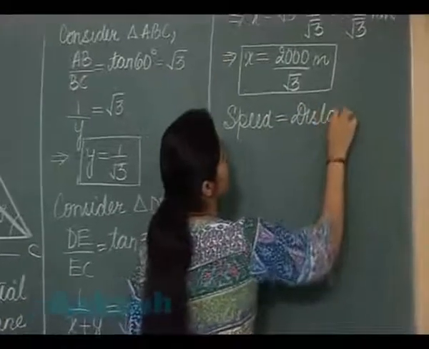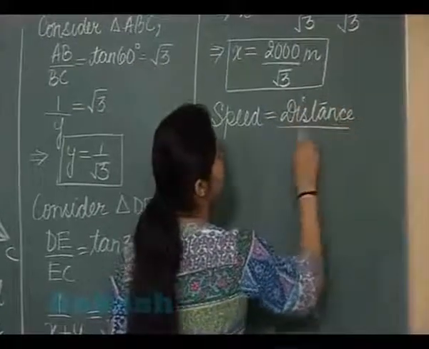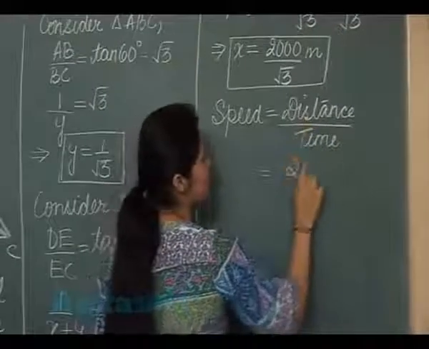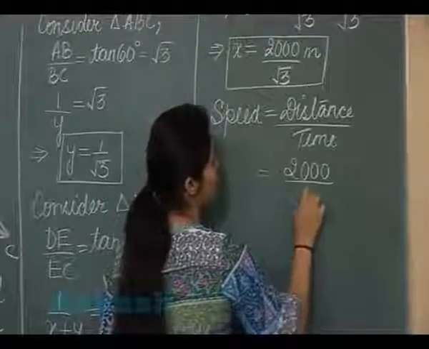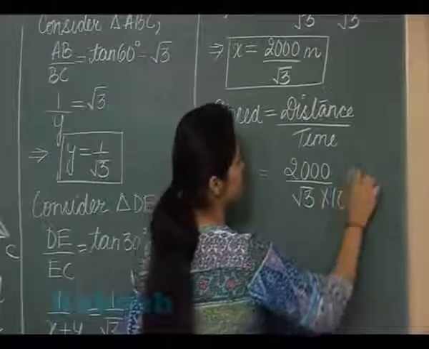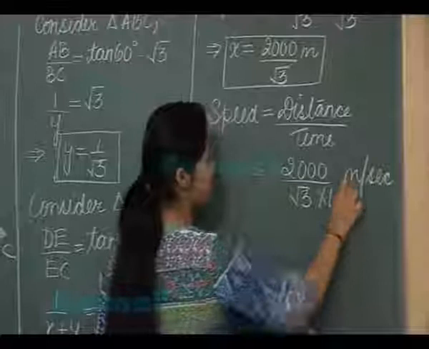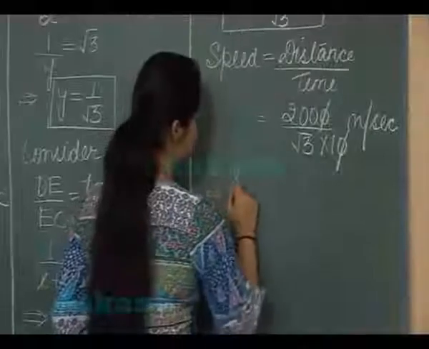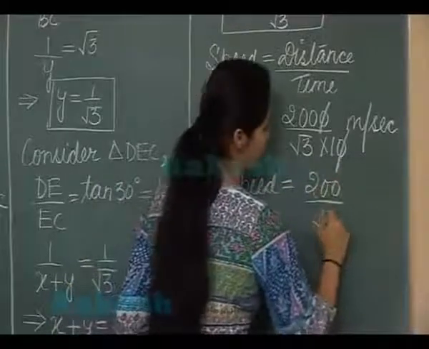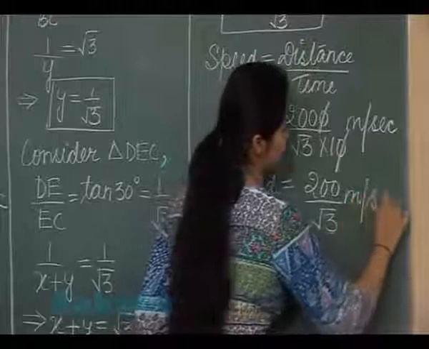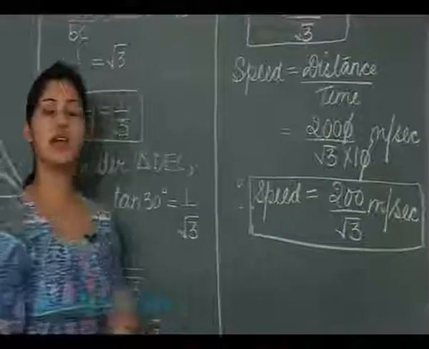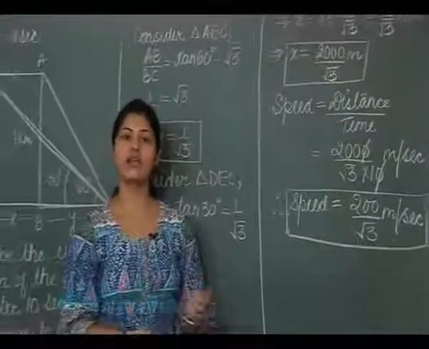So student, speed is distance upon time. Now distance is 2000 upon root 3, and the time taken by the plane is 10 seconds. So this will be meter per second. Therefore speed is equal to 200 upon root 3 meter per second. So this is the speed of the aeroplane. So student, I hope this question is very clear to you. Now we'll take the next question.